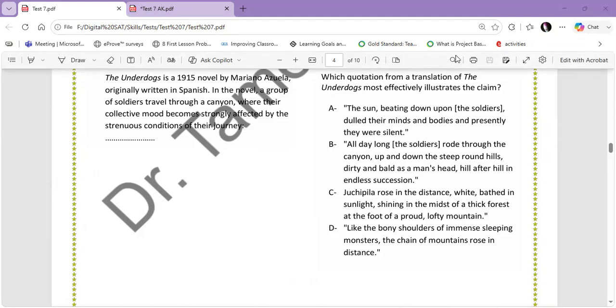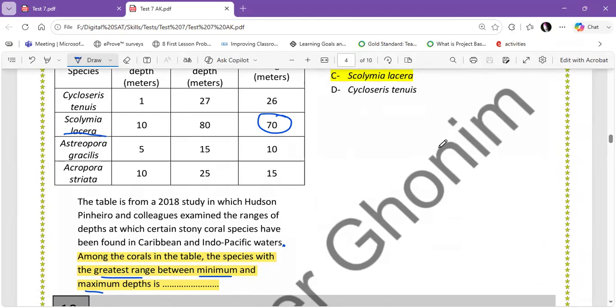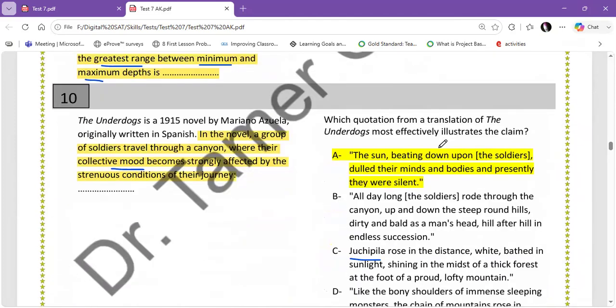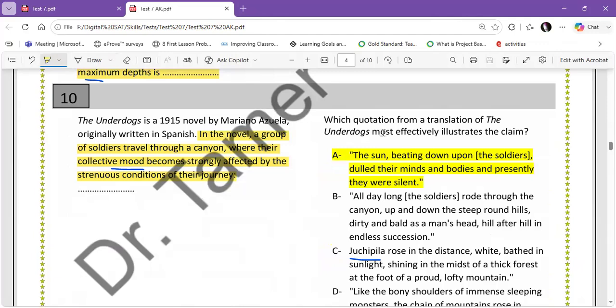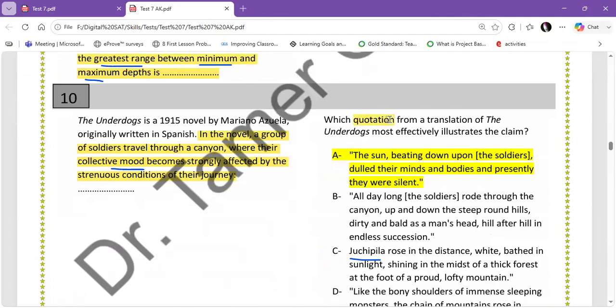Okay, all of you got this question right. Number 10. Let's find it together. As we said before, whenever we find a quotation, this is a literary evidence question. So what he wants here is to illustrate the claim.